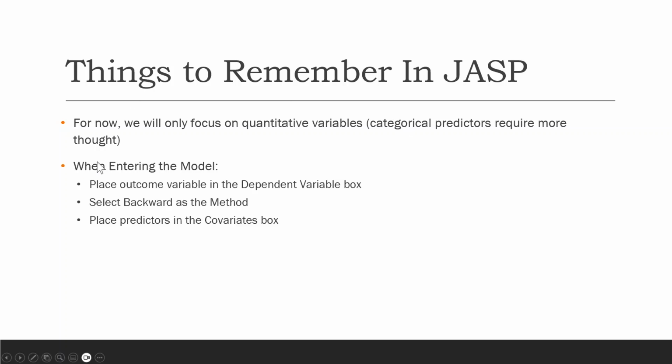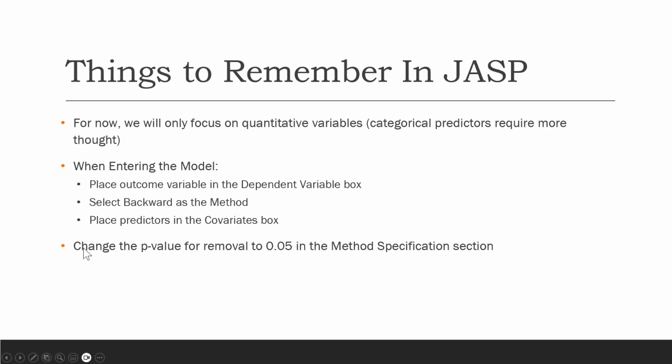But in JASP, we already saw the linear regression menu. We're going to place our y variable, our criterion dependent variable, in the dependent variable box. We're going to select backward in the method, and we're going to place our predictors in the covariate box. It's going to be called covariates.